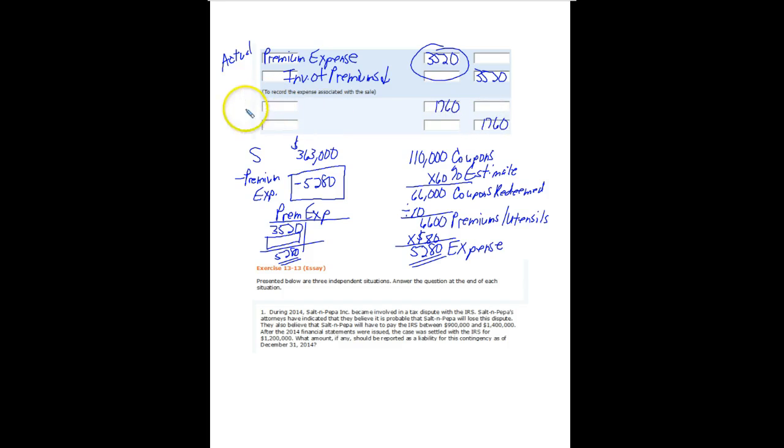So we're going to accrue an additional amount for an estimate. For our additional amount to get the full estimate, we will debit premium expense an additional 1,760. And then we haven't issued those yet, so it's going to be a liability, premium liability. And then we'll have a perfect matching of revenue and its related expense.